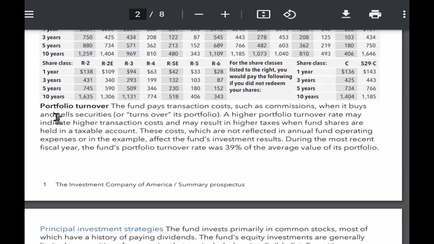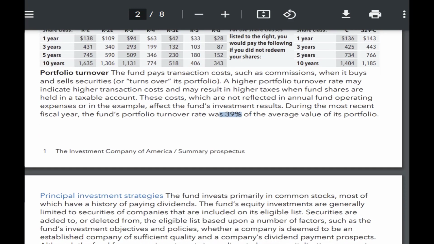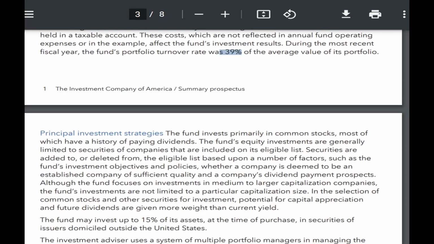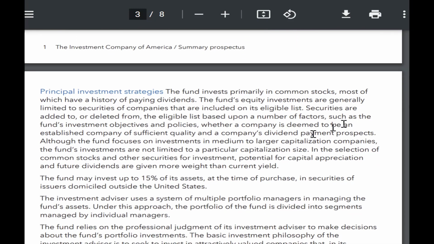And here, portfolio turnover. We talked about the portfolio turnover. Theirs was 39% during the most recent year. That meant they were doing some serious trading, not as much as this company usually does. They're usually about 25, 30%. They may invest up to 15% of its assets outside the United States. The fund invests primarily in common stocks, most of which have a history of paying dividends. So this is a growth and income fund.